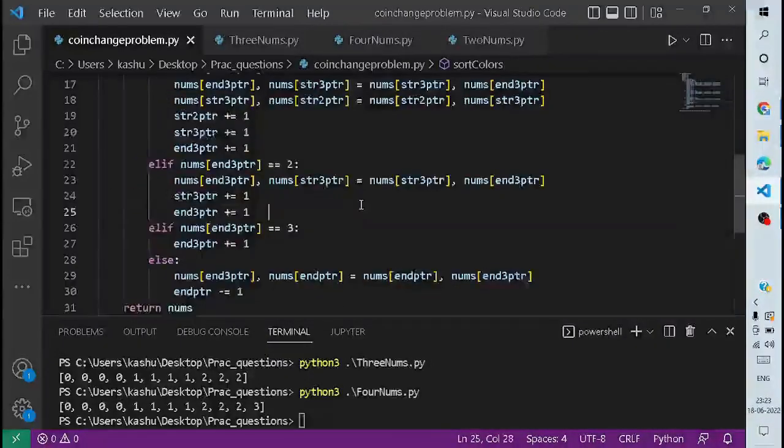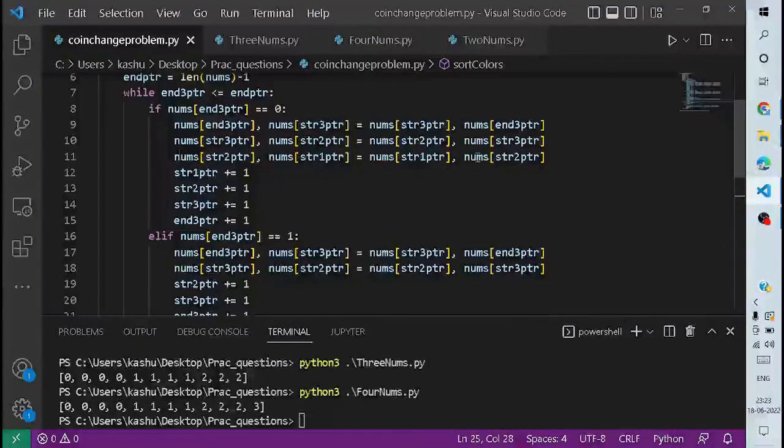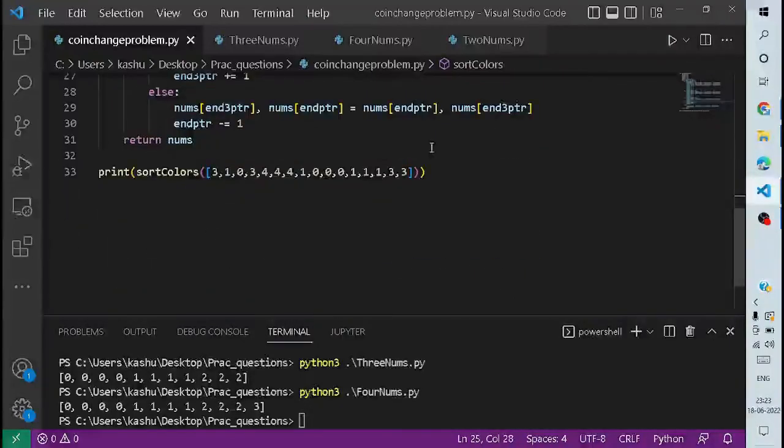Similarly, I have made it for 5 elements also, right? So I'll just quickly run it. I'll not explain. So as you can see, this is sorted. I have also made, in the test case, I did not put one element. I was just trying to see if it will work or not. So it is working fine.